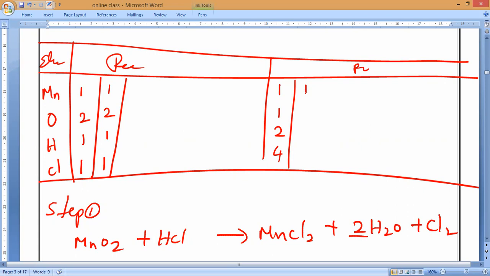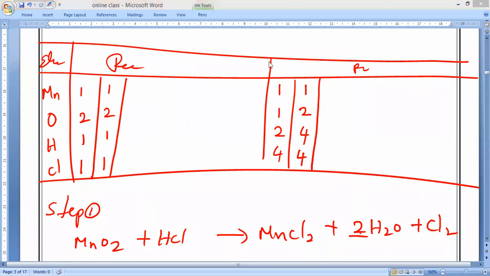So the manganese is 1. Chlorine will become 4. And I try to balance oxygen. So oxygen also will become balanced if I try to balance the hydrogen. Yes or no, guys? We are not changing anything on the reactant side. Whatever we are not changing, we have to write the same. Understand? If I am not changing anything, the same thing should come.